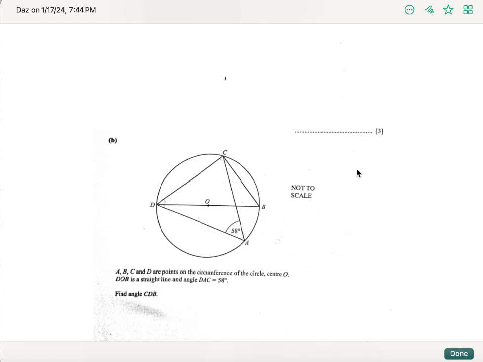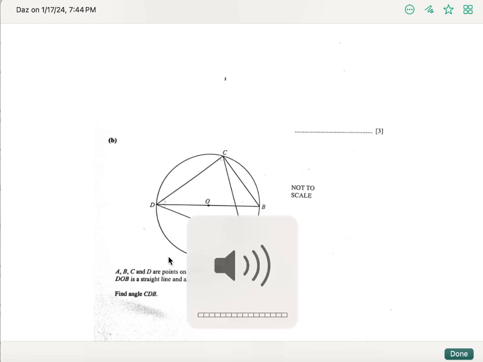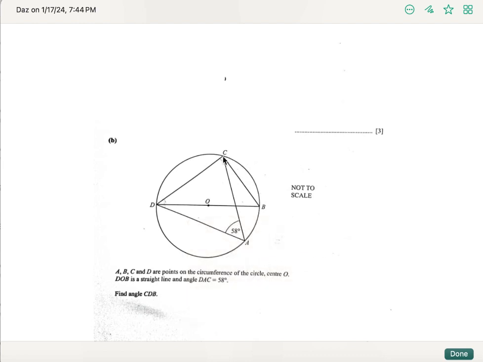Now, let's take a look at the second question, the big question. The big question is giving us a circle geometry. It's giving us an angle property kind of question. It says A, B, C, and D are points on the circumference. Remember, we studied circumference in our previous class. They are points on the circumference of the circle with center O.